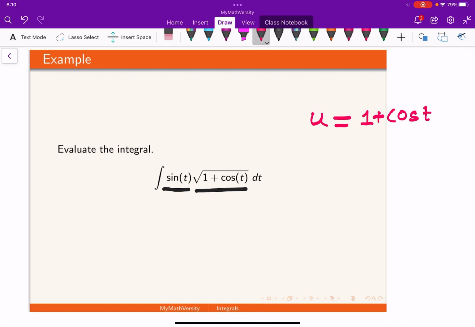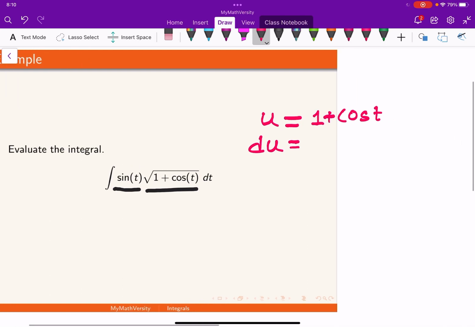So suppose u is 1 plus cosine t. Then let me figure out what the differential du is. How do I find that? Differential du is the derivative of 1 plus cosine t multiplied by differential dt. So what is the derivative of 1 plus cosine t? The derivative of 1 is 0. The derivative of cosine t is negative sine t, and then we multiply by differential dt. So that's my differential du, right?